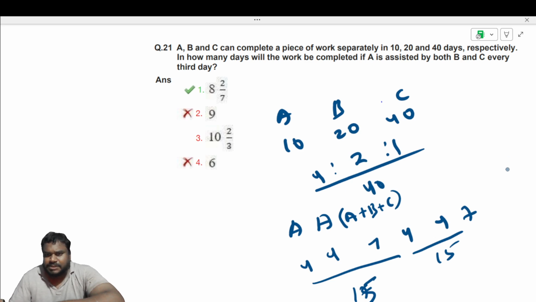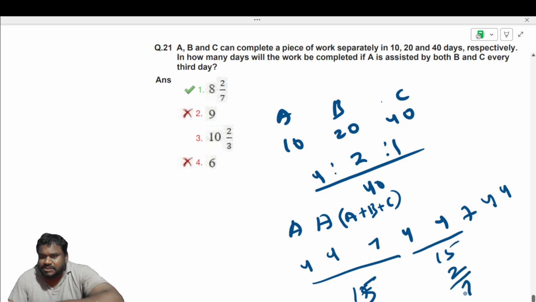30 parts completed. And next, again A will come and do 34, 38. So till this point, 38 parts of work is completed. But we need 40, 2 parts is remaining. But on the third day, 2 parts of work should be completed by 7. So 2 by 7 is 6. So 1, 2, 3, 1, 2, 3, 6, till here 8 days completed.